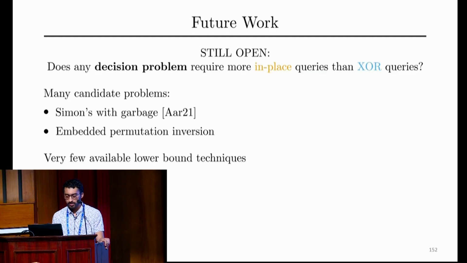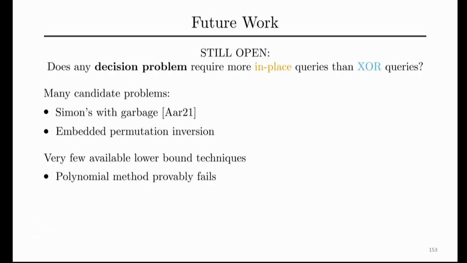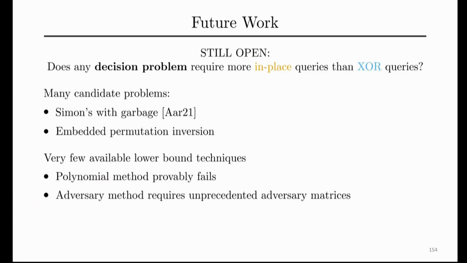And the issue with this is that there's very few available lower bound techniques to prove the lower bound we want. We prove in our paper that the polynomial method fails, and we also show that if we were to use the adversary method, we would need unprecedented adversary matrices that to our knowledge have not been used in any lower bounds using the adversary method before. And you can look at the appendix of our paper if you want more details on these extended adversary matrices.